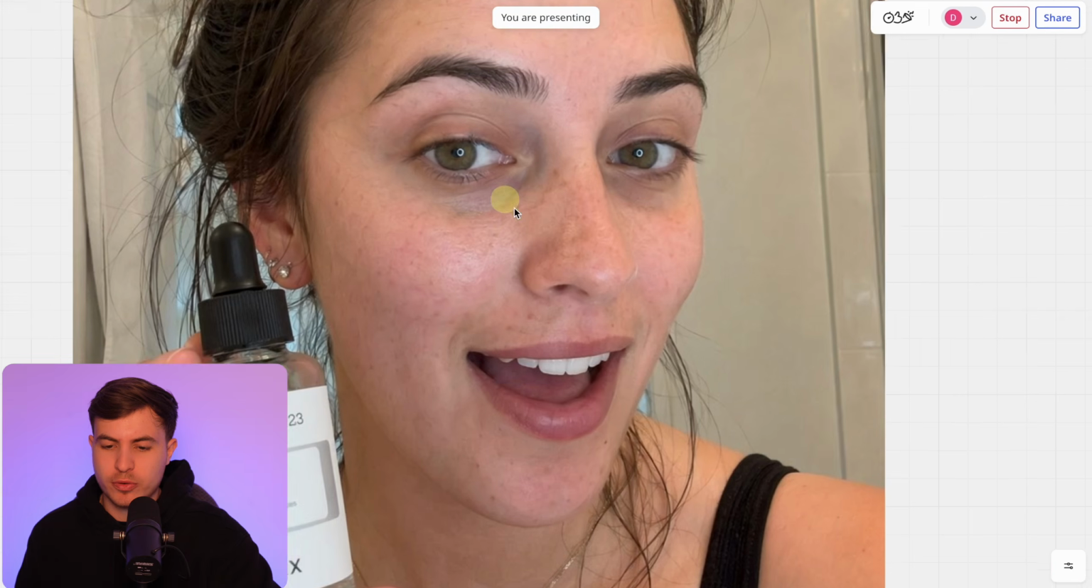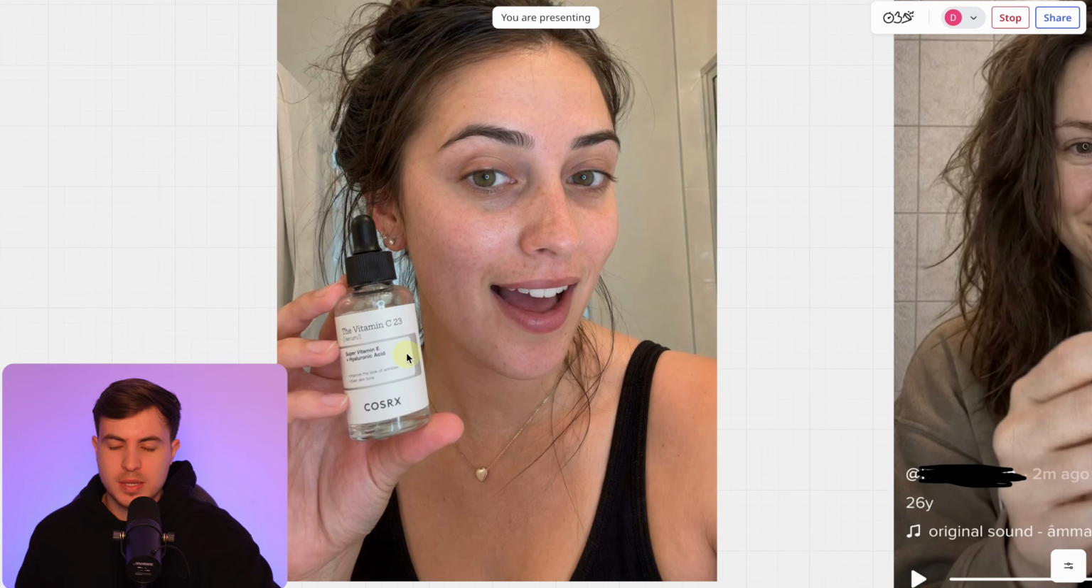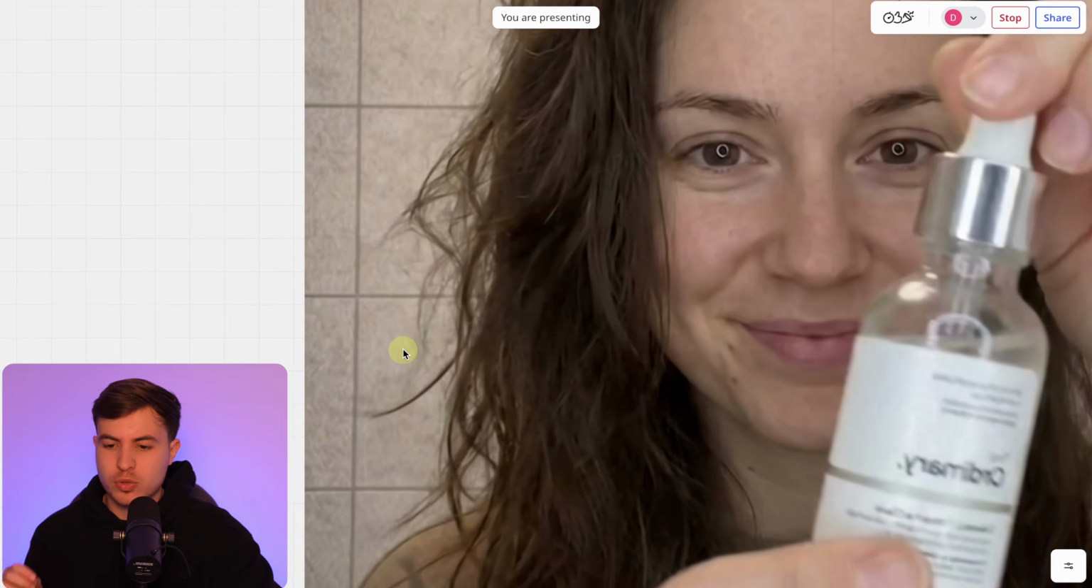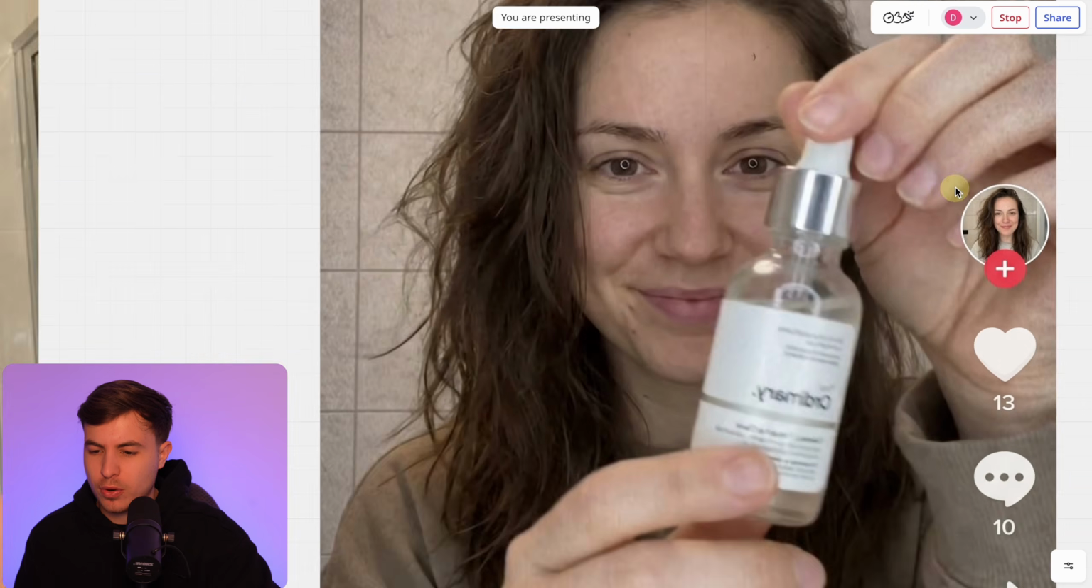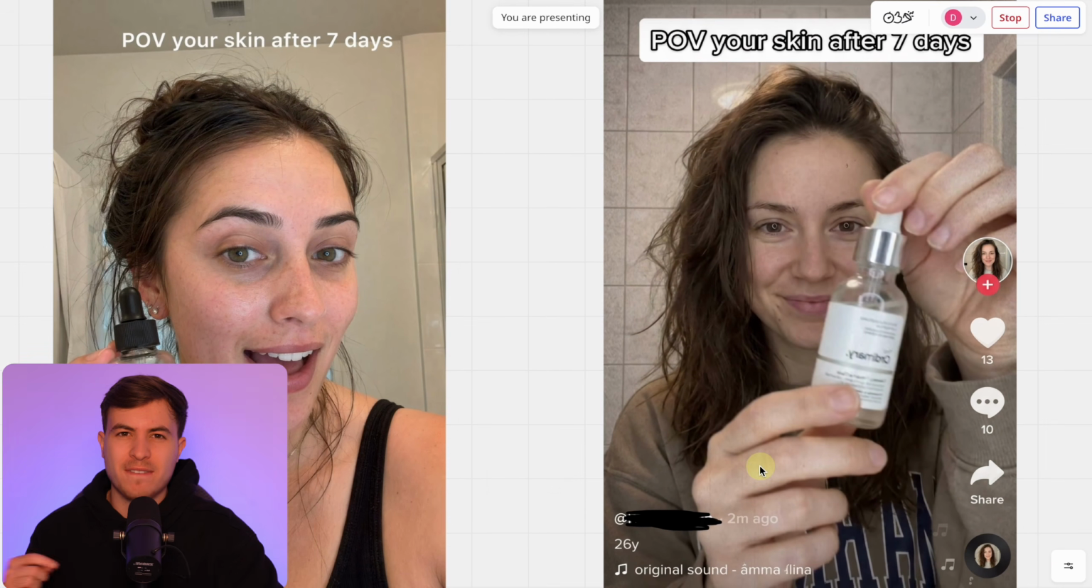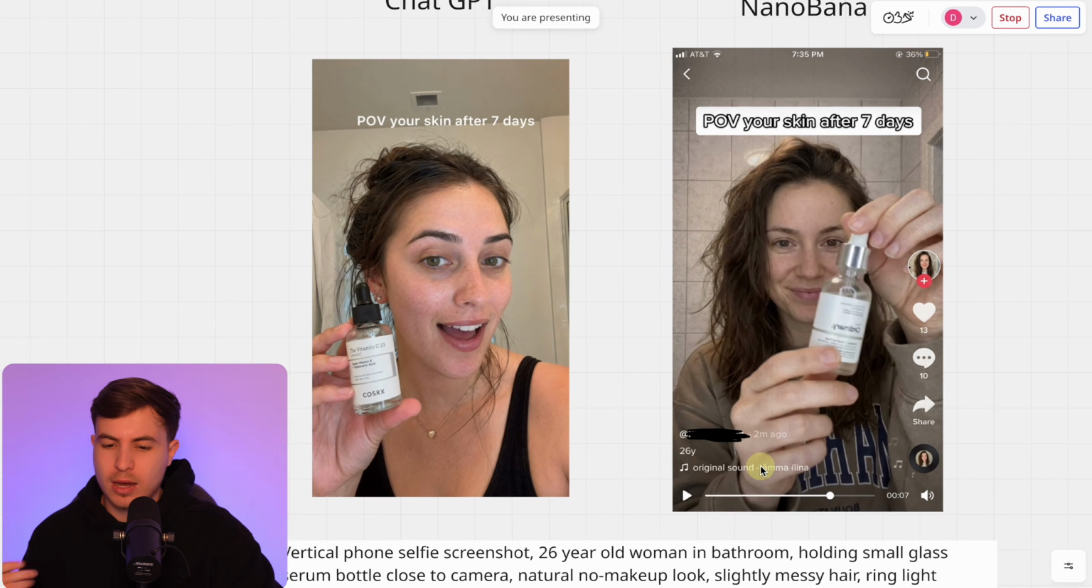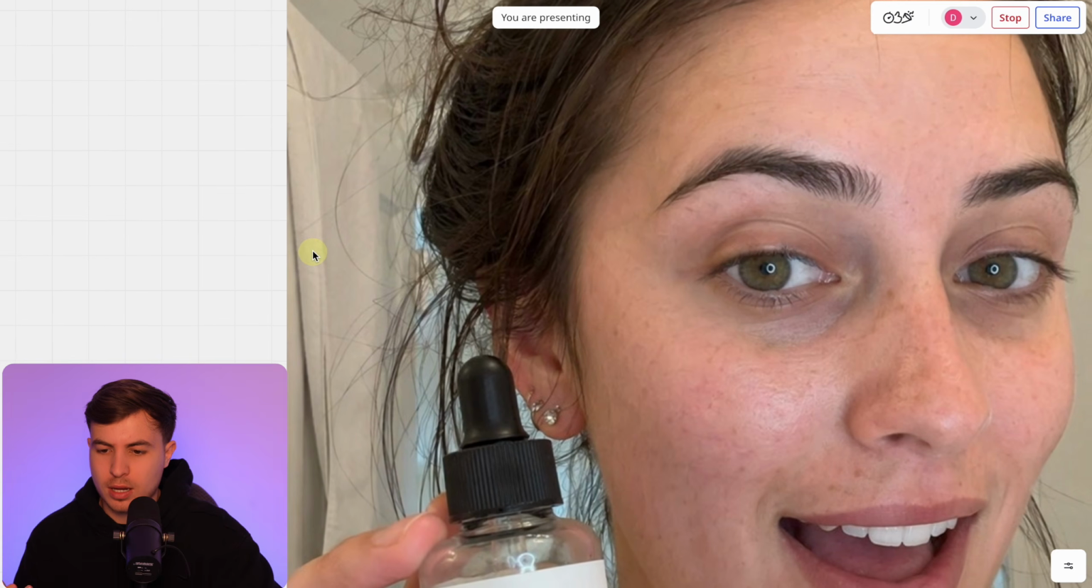If we zoom in, the reflection on the eyes, the bottle, this is pretty much indistinguishable from what's real and what's not. This one's a bit more blurry, kind of grainy, and it kind of looks like a fake grainy. It has that kind of fake AI graininess, where this one is spot on.